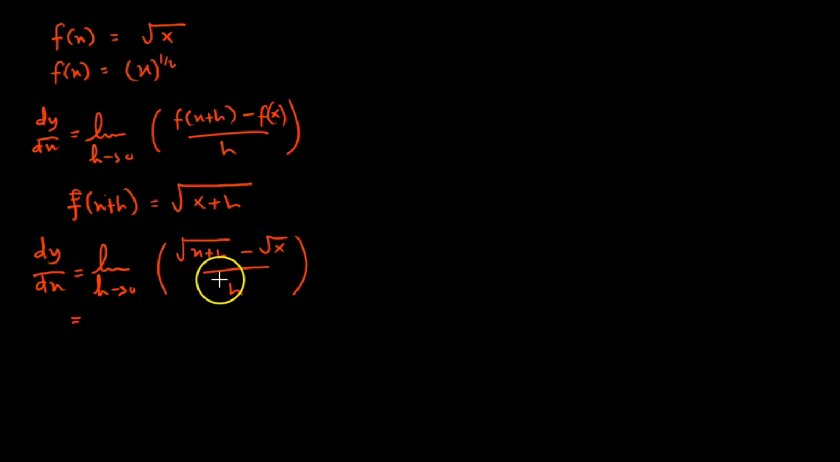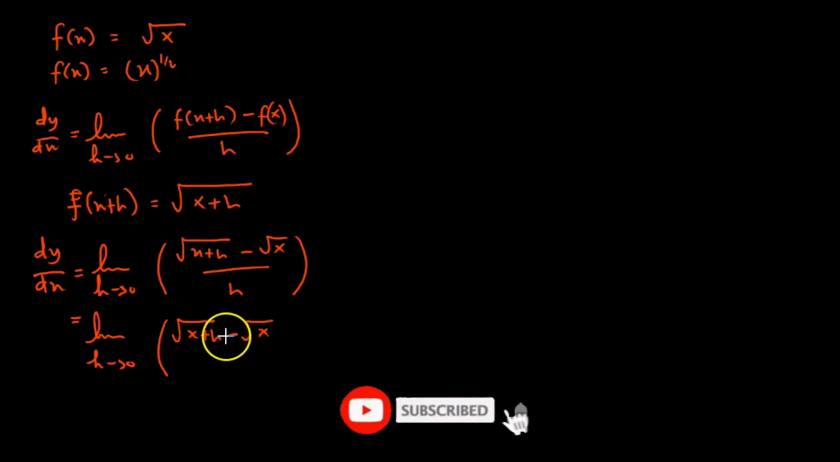Now, in order to solve such a question, we need to rationalize. So we are going to have the limit as h approaches 0 of the square root of x+h minus the square root of x. When you are rationalizing the numerator, it means you have to multiply it by its conjugate.